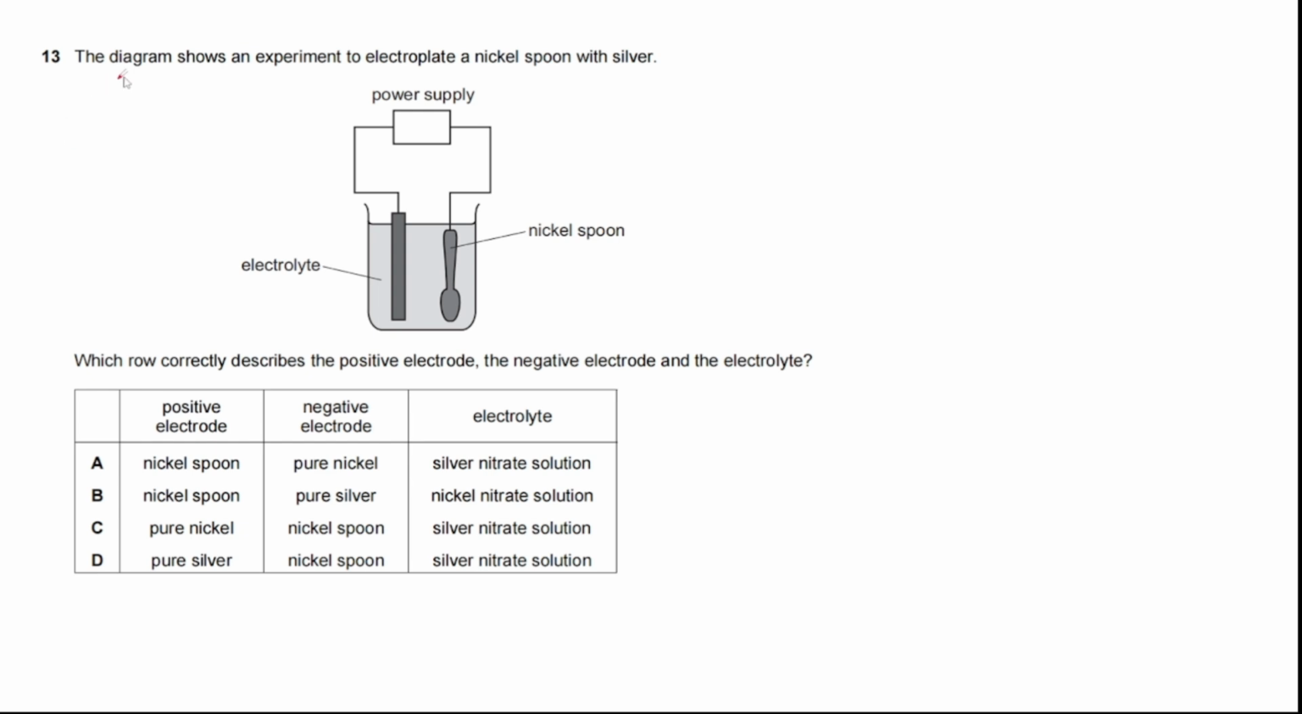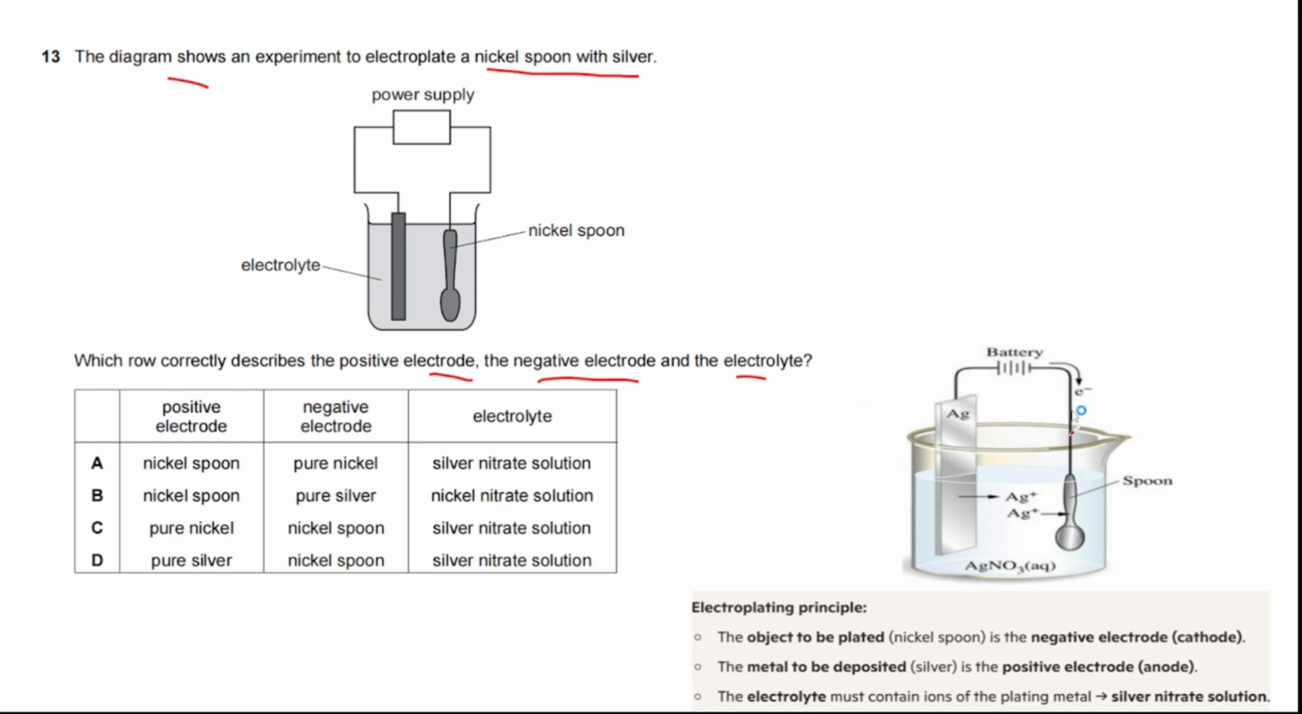Question number 13. The diagram shows an experiment to electroplate a nickel spoon with silver. So this is the nickel spoon, the electrolyte is over there. Which row correctly describes the positive electrode, the negative electrode, and the electrolyte? Here no power supply signs are given, so you need to find them. So this is the nickel one, whether it will be a positive electrode or a negative electrode, you need to find out. So this is how it's going to happen.